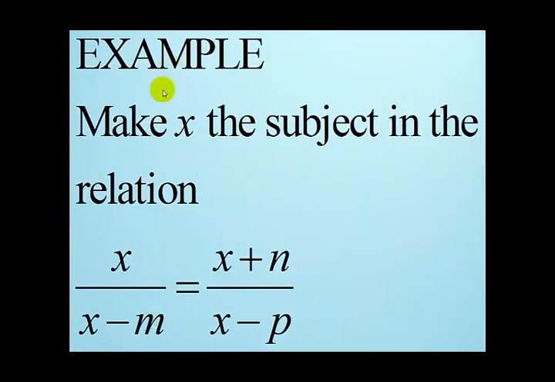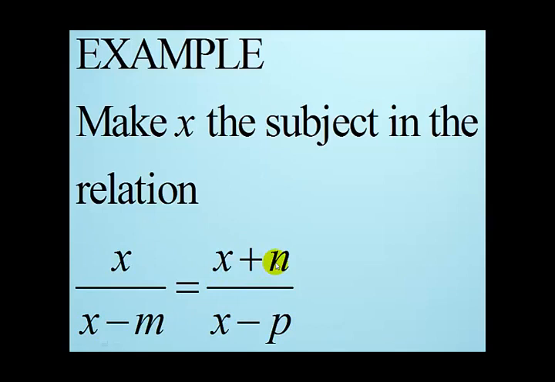Example, make x the subject in the relation x over x minus m equals x plus n over x minus p. So we are making x the subject, and we can see that we have an x term here, we have an x term here, we have an x term here, and we also have an x term here. Now what we have to do is to cross multiply. That is, we multiply x by x minus p, and we also multiply x minus m by x plus n. Now let's proceed.